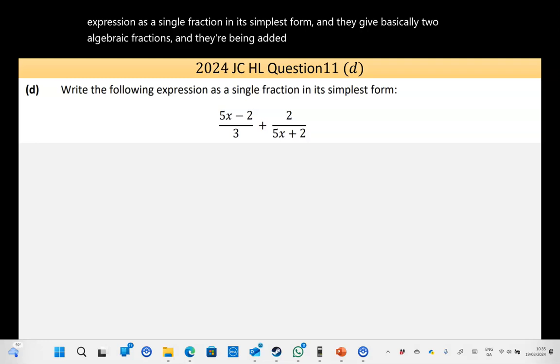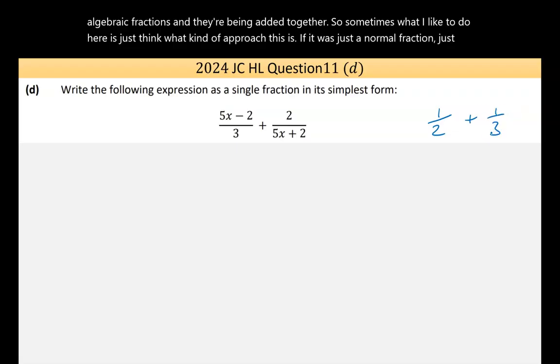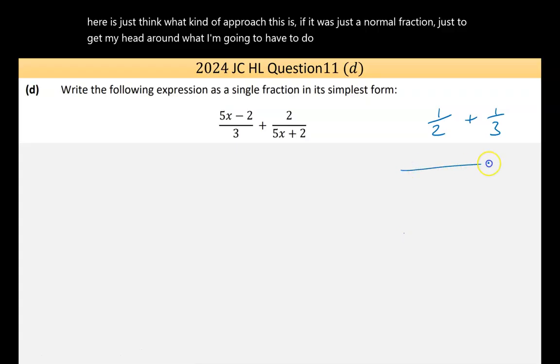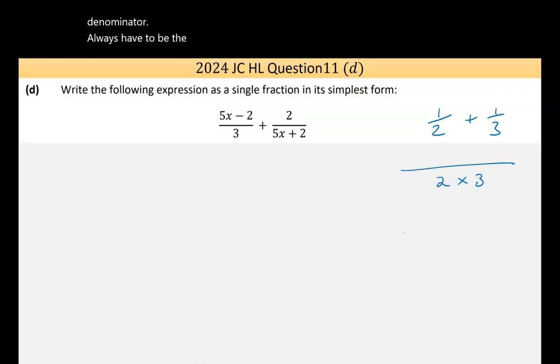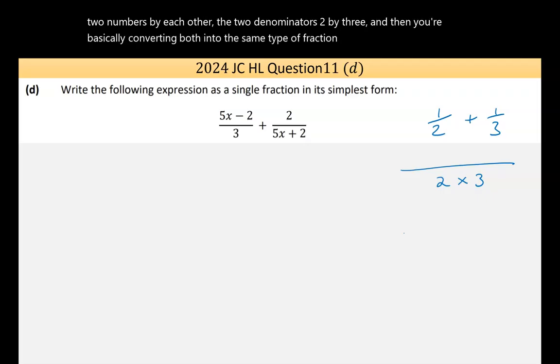So sometimes what I like to do here is approach this as if it was just a normal fraction, just to get my head around what I'm going to have to do. And usually you find a common denominator. Now it doesn't always have to be the lowest. The easiest common denominator to get is to multiply the 2 denominators by each other, 2 by 3. And then you're basically converting both into the same type of fraction, and then they can be added together.